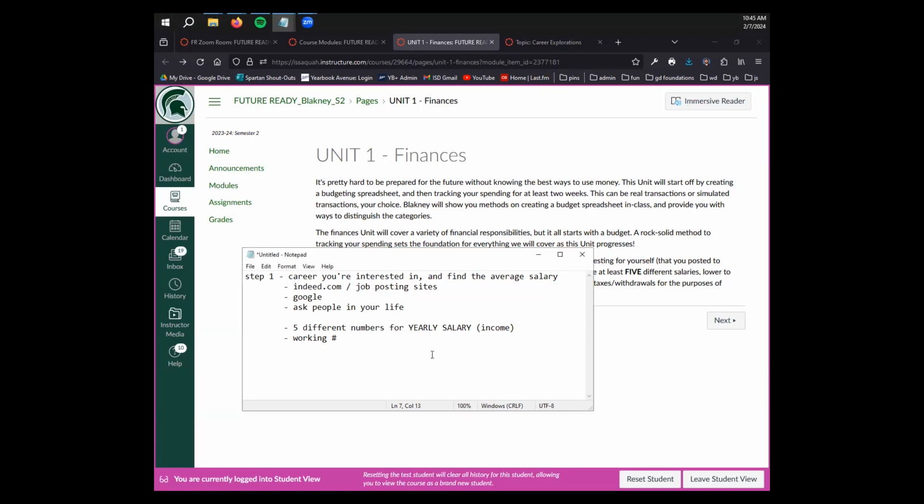Let's talk about step 2. Step 2, now that you have a working number established, now we're going to need to calculate a monthly income. It's tempting to want to just immediately divide your yearly salary by 12.